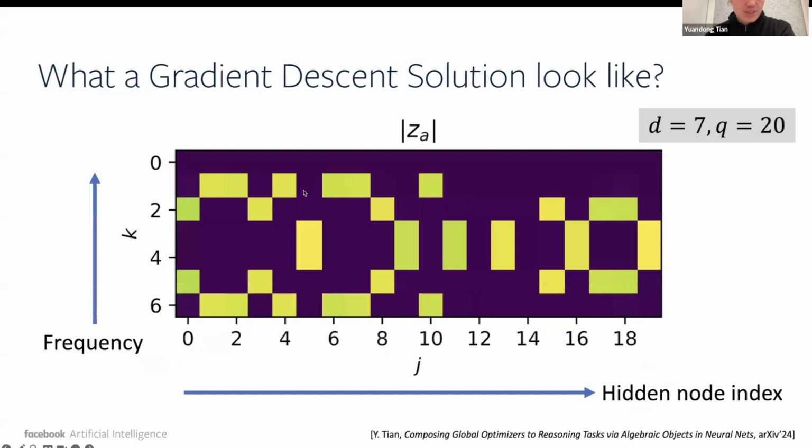But what we see from the gradient descent solution is super interesting. Here is a figure showing the results of the gradient descent solutions. The x-axis is the hidden node index. Here you have Q equals 20, which means 20 hidden nodes, and each hidden node corresponds to one index from 0 to 19. The y-axis is the frequency after the Fourier transform. You actually see a very clear pattern in the final solutions.